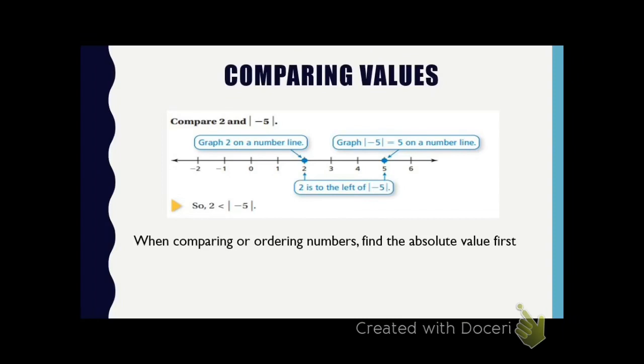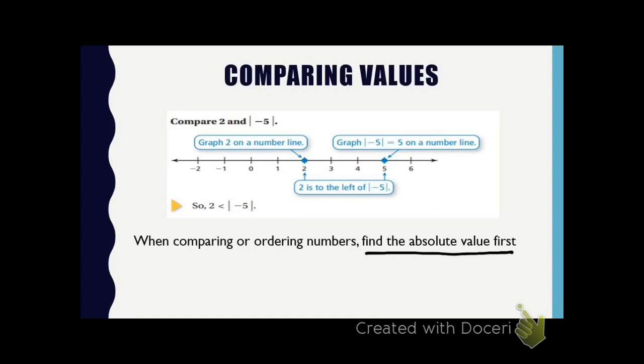All right, let's look at comparing. What if they asked me to compare the whole number 2 and the absolute value of -5? When they ask you to do that, you need to find the answer to the absolute value before you graph it. All right, so when comparing or ordering numbers, always find the absolute value first, always.